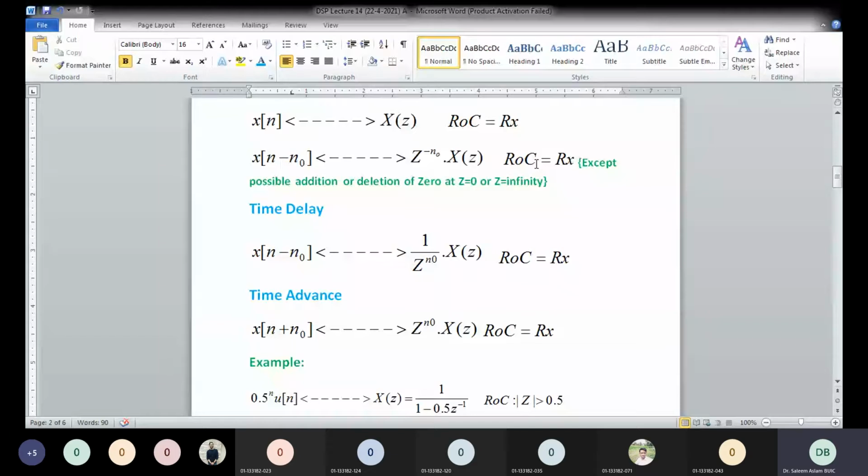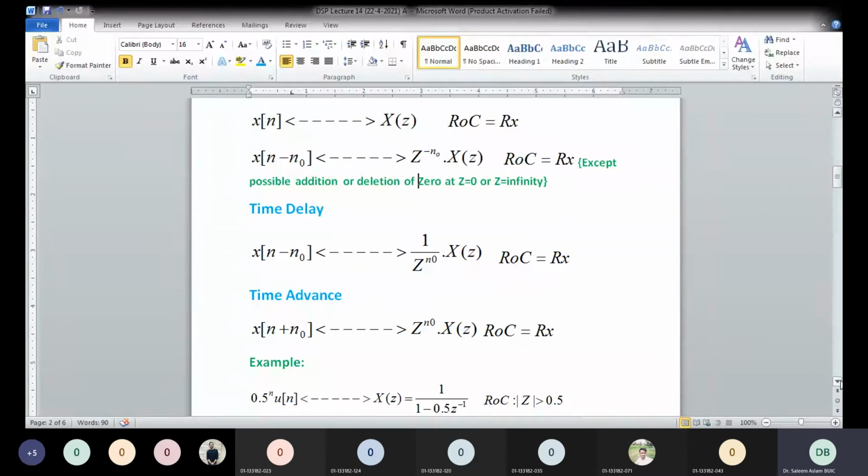This is enough concept with respect to the example you will solve in your book or the end problem you solve in your book. However, in order to understand what is meant by a possible addition or deletion of 0 at z is equal to 0 or z is equal to infinity, you can directly see here if we have a time advance, we multiply with z raised to power n naught, and this is in the numerator, so this would be addition of zeros, and this is a hole at z is equal to 0. So if there is some 0, it will cancel or delete that 0. So that can be true from this example, and we can easily understand this situation.